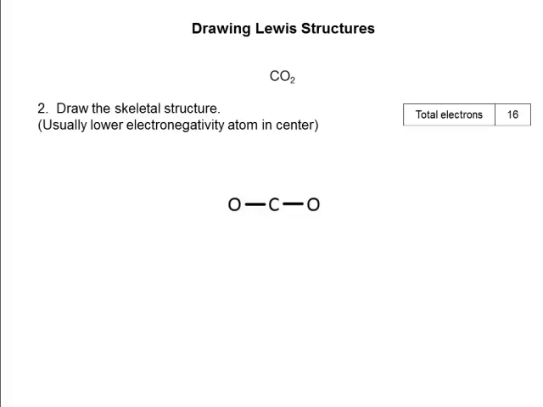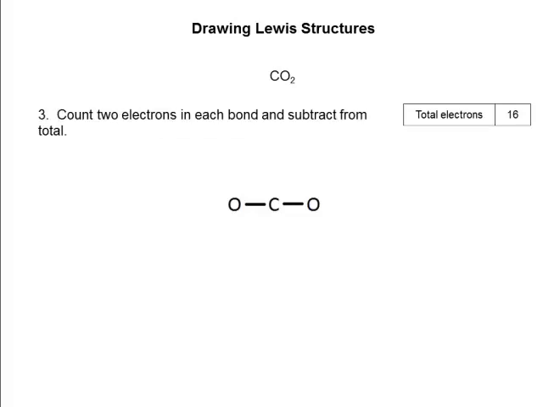Next, I want to draw the skeletal structure. Well, carbon's going to go in the center. Oxygens are going to go externally. Now I'm going to count 2 electrons in each bond and subtract from the total. So I've got 2 bonds here. That's 4 electrons. So 16 minus 4 leaves me with 12.